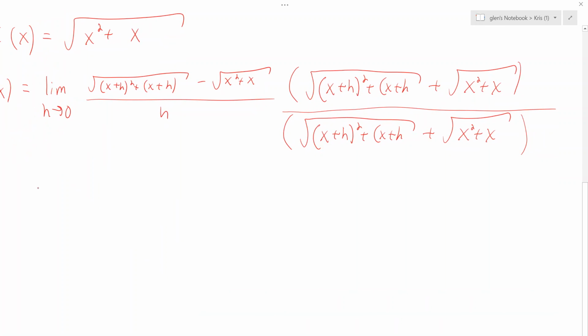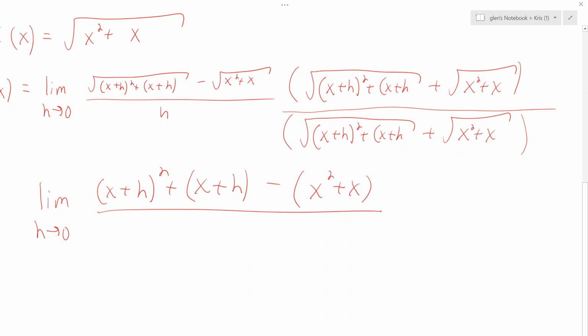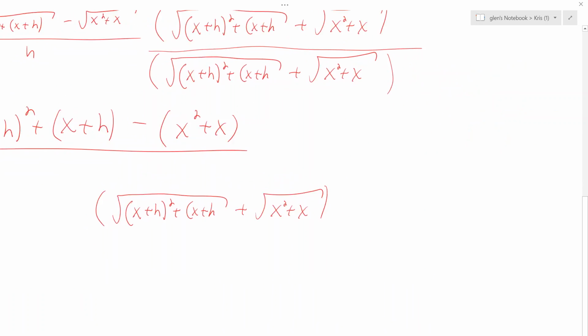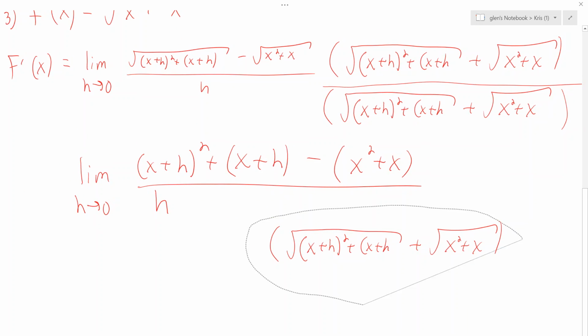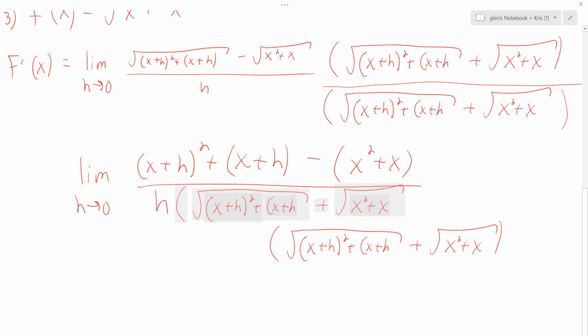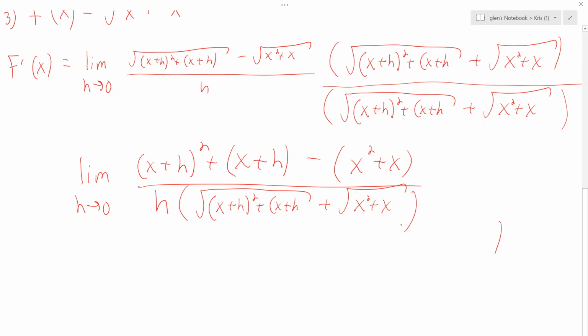When you multiply conjugates, everybody knows that you're going to get the first thing squared, which just gets rid of that square root, minus the second thing squared, but that's in parentheses, so that looks like that. Okay, and in the denominator we have this h, and we're multiplying by this whole ridiculous thing. So let's drop that up there. Okay?